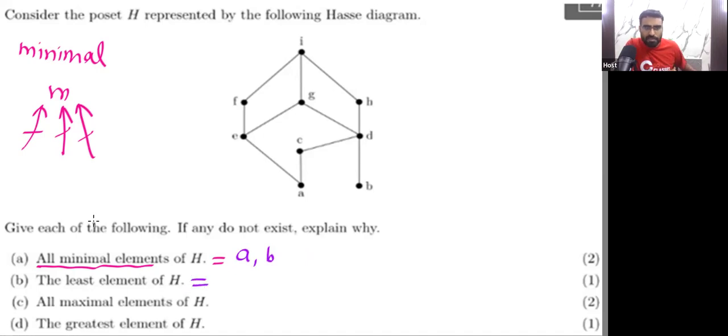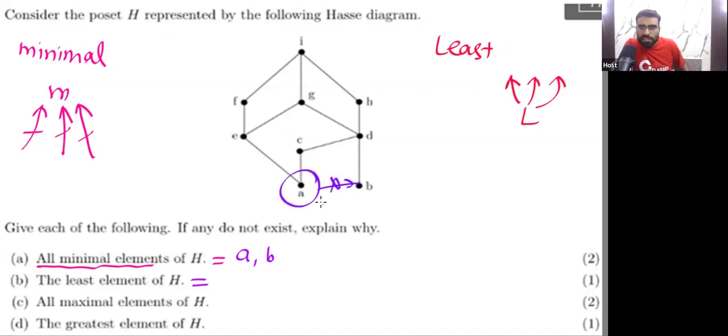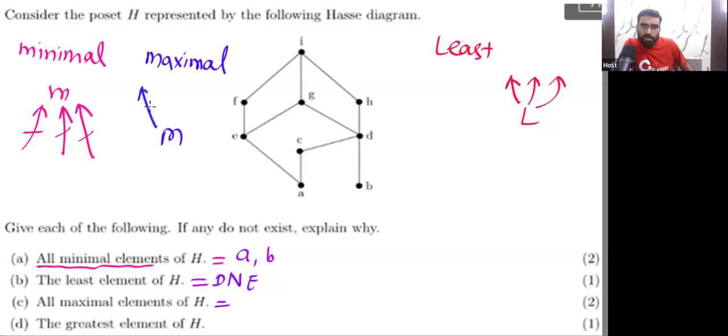What is the least element? The least element says that I am related to everyone. Can I say this is least? This is not least because this is not related to B. Can I say this is least? This is not least because this is not related to A. So very simple, the least element does not exist. What are the maximal elements? Maximal means I am not related to anyone else.